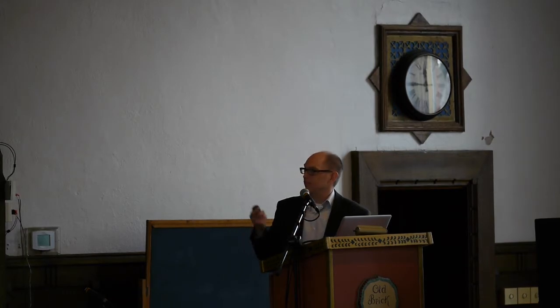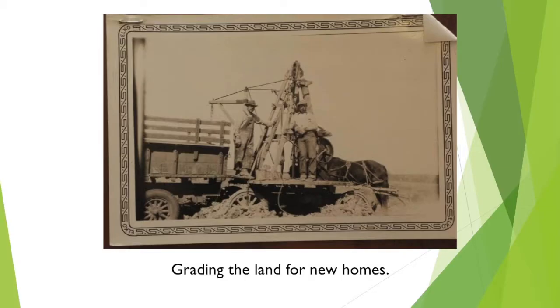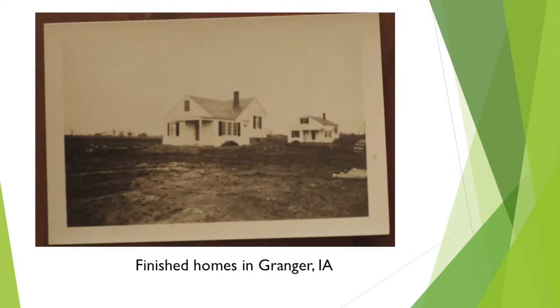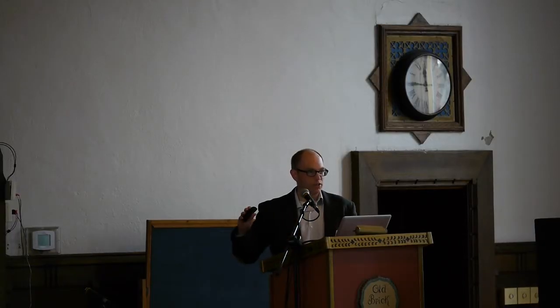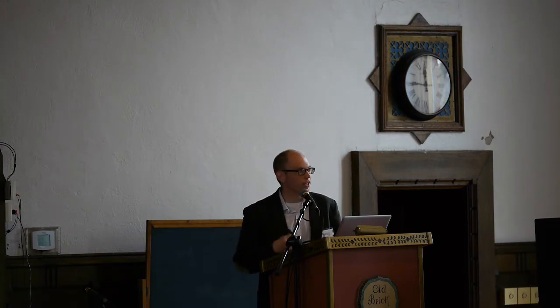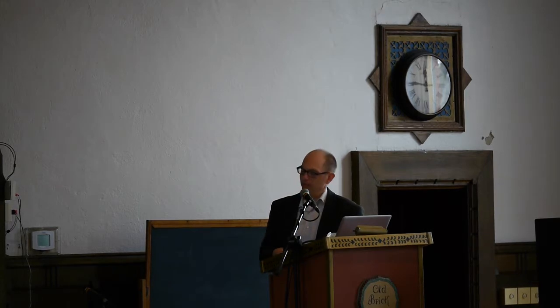Here are just a few pictures of the building process, grading the land, a home at midpoint of construction, and then the finished home in Granger, Iowa. So these aren't your typical post-war ranch-style houses, or Levitt townhouse or something like that. I think you see almost halfway in between that, but nonetheless, these are prefabricated houses that were brought in and put up very quickly.